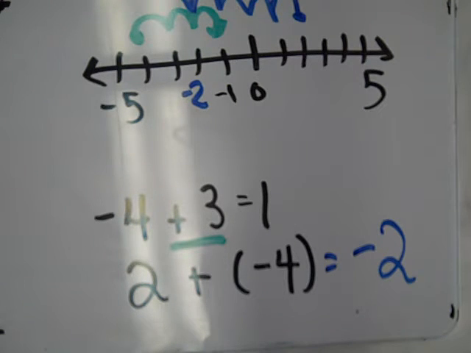The important thing to remember if you're using a number line is when adding a positive, you move to the right. When adding a negative, you move to the left.